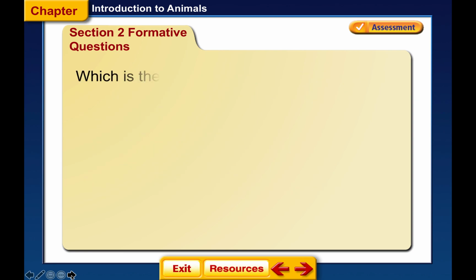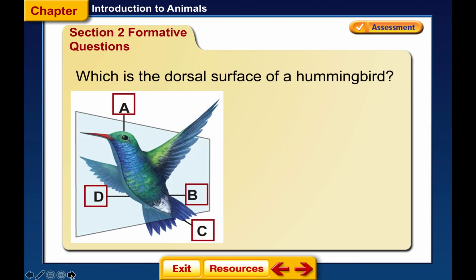Yep, there we go. All right, looking at this animal, which is the dorsal surface of the hummingbird? Now this is showing you the picture that we had in our PowerPoint. And when you have cephalization, which is forming a head, you have these demarcations such as anterior, posterior, dorsal, and ventral. If you ever get confused, think of the dorsal fin on a shark. The dorsal fin on the shark is the fin that you see above water.